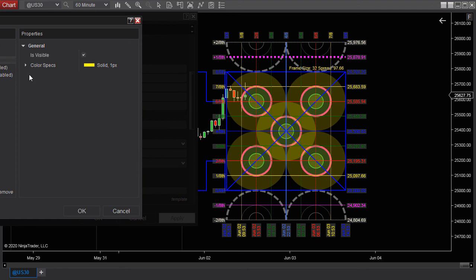You've got the spread info. The spread info is this line here. It tells you what frame size you're looking at, and it tells you the spread, the distance between each one of these lines, the amount that 1/8 represents.